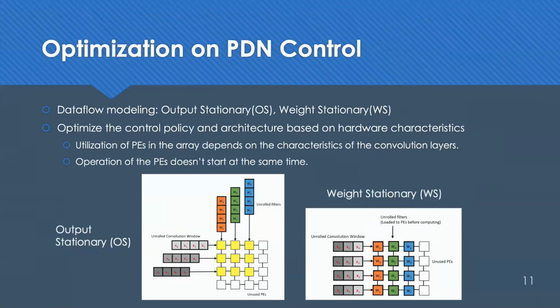Then we try to optimize the control policy of the HVR architecture for systolic array-based DNN accelerators. First, we modeled two types of data flow in the systolic array, output stationary and weight stationary. In both scenarios, the utilization of processing elements in the array depends on the characteristics of the convolution layers, and the operation of these processing elements doesn't start at the same time.